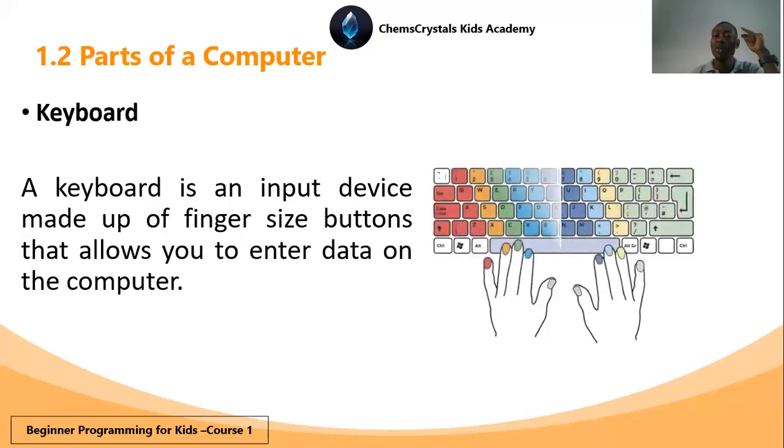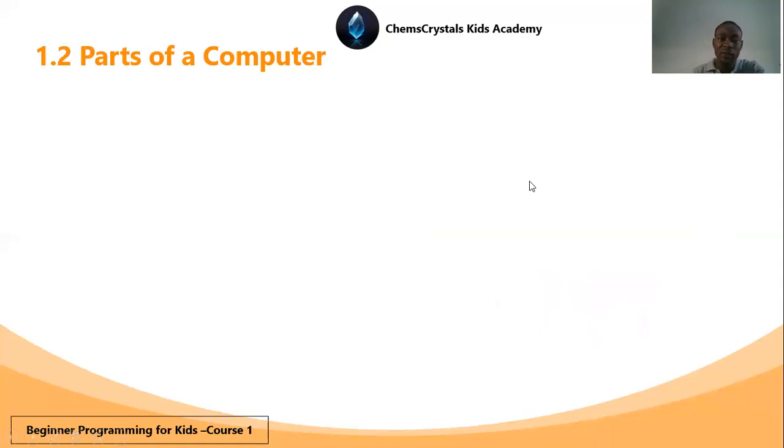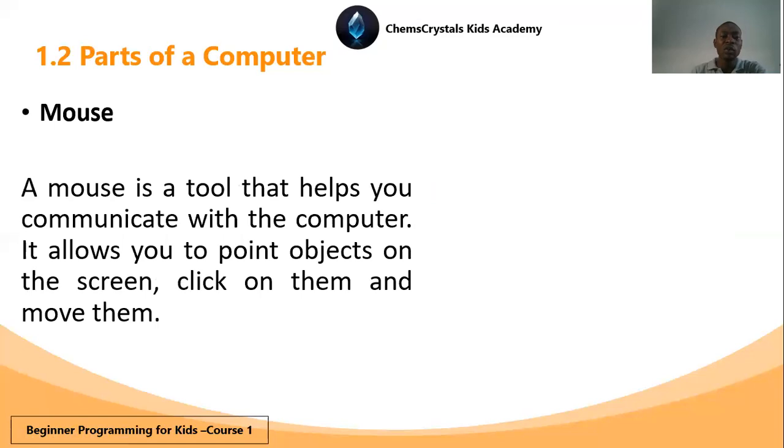Before we move on to the third part, I need you to see an example of a keyboard. Now look at this keyboard, it's so beautiful, so colored. You can see that we have the numbers 1, 2, 3, 4, 5, 6, 7, 8, 9, 0, and then we have some letters over there. So this is an example of a keyboard. Is that okay? This is a keyboard.